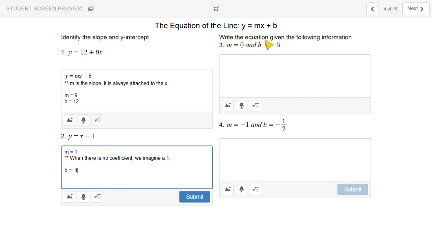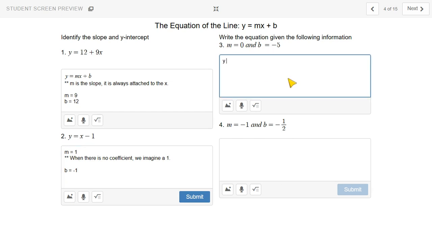Okay, write the equation given the following information. So in this case, our slope is 0 and b is -5. We have y is equal to 0x minus 5. And once again, if 0 is the coefficient, 0 multiplied by anything will make it 0. So I can just say y is equal to -5. And what that gives us is a horizontal line.